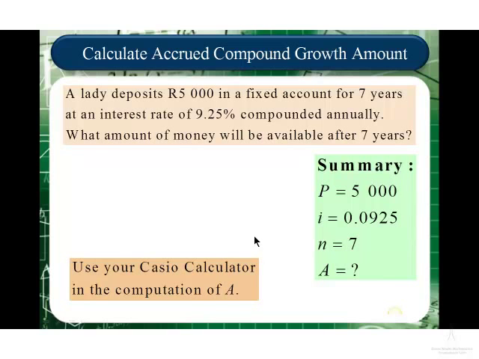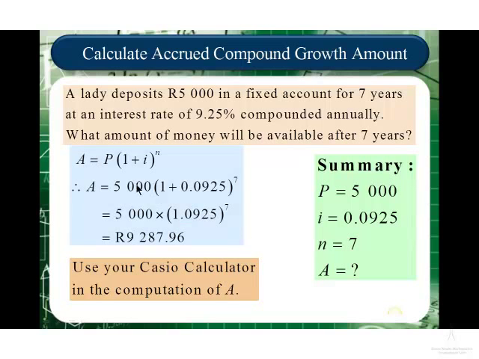So clearly, if you use your calculator, you can compute this using the formula as we had it before, namely A is equal to P times (1 plus I) to the power N. Just substituting the values in the right positions for P and for I and for N, we calculate and we have that the amount available after 7 years will be 9,287 Rand and 96 cents.